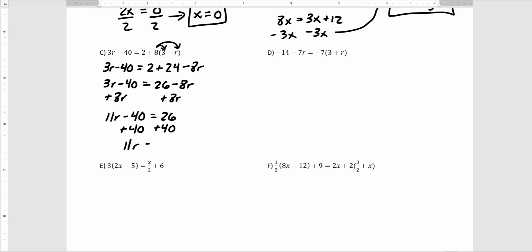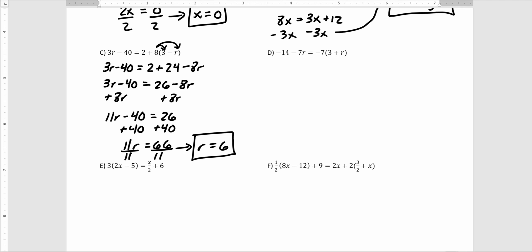I get 11r equals 66. 26 plus 40. Divide by 11 to get r all by itself. When I do that, I find that r equals 6. Again, one solution, r has to equal 6 in order for us to have a true value. All right, let's try one more together.